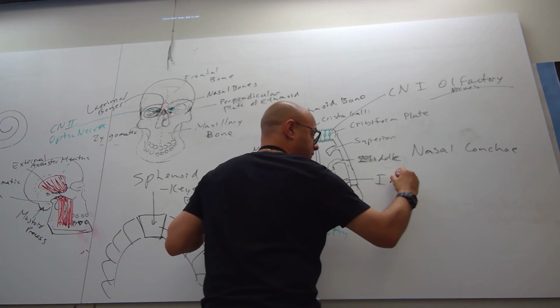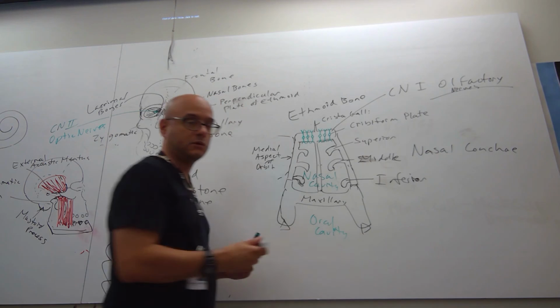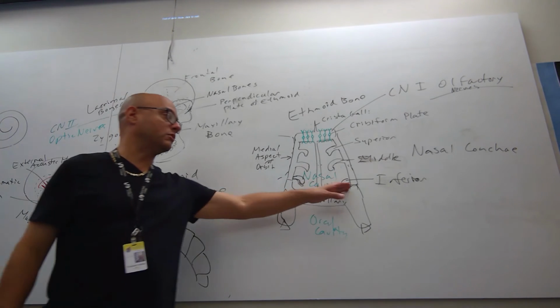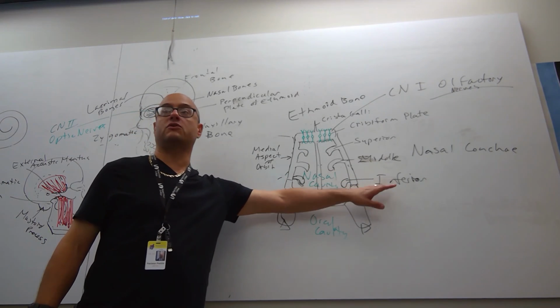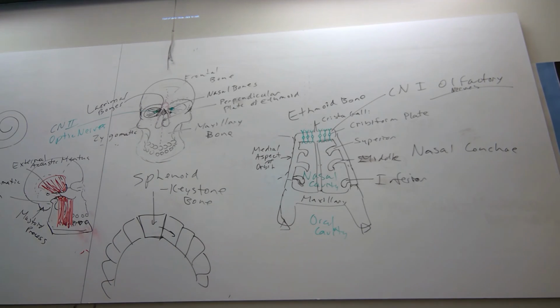And those are the inferior nasal concha. Okay? Those are your inferior nasal concha. So those are their own bones, guys. The inferior nasal concha are their own bones. They don't belong to the maxilla. They don't belong to the ethmoid bone. They're their own bones. I said that 3 times now.